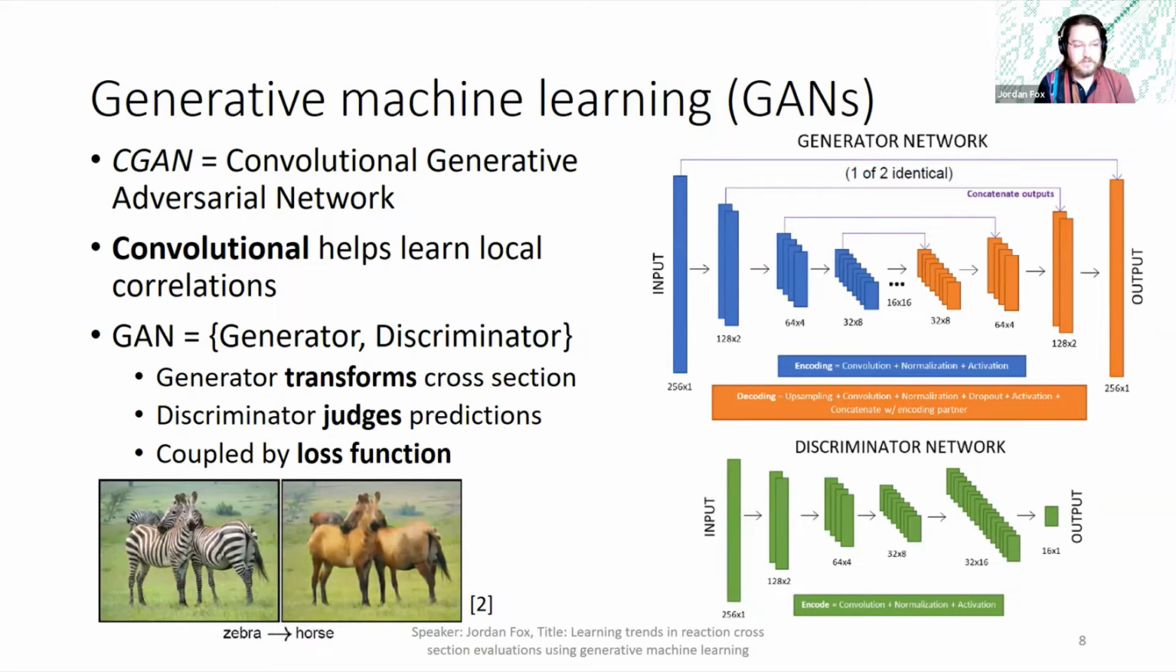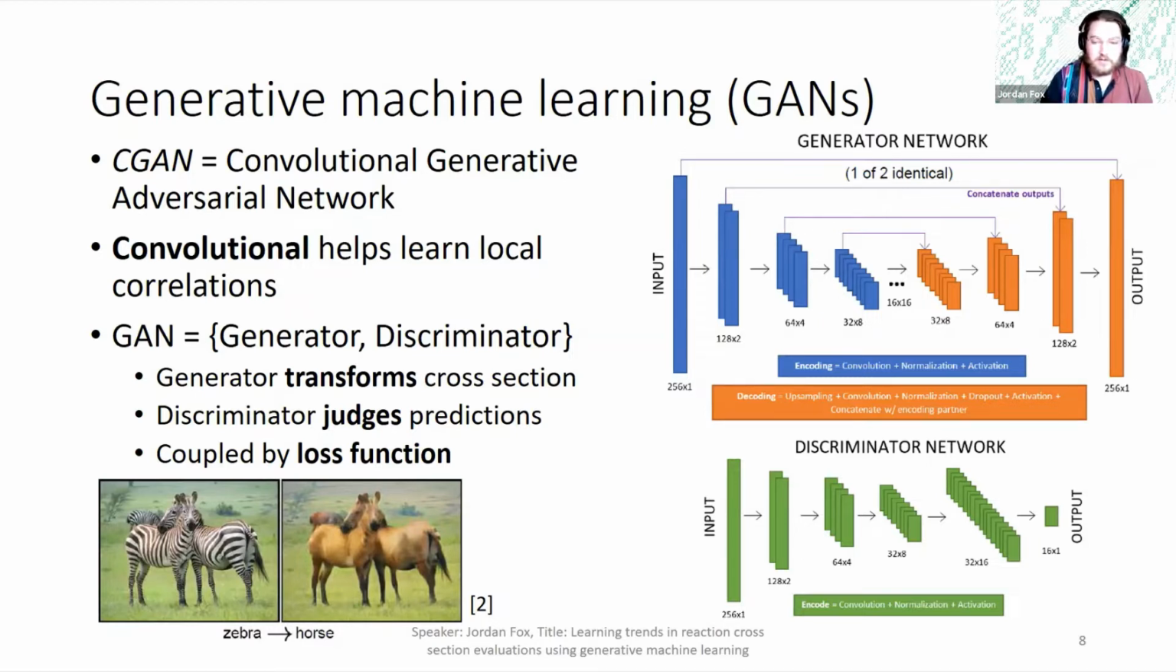Now the GAN, the generative adversarial network, is actually 2 networks together. There's a generator and a discriminator, both of which are shown schematically on the right. The generator is responsible for doing this transformation of a cross-section to another cross-section. This is what's going to take the place of those functions G and F that I described. The discriminator judges those predictions based on existing data that it's seen. It will classify those predictions as good or bad, and that's part of the adversarial nature of the model. These are both, of course, coupled by a loss function, which I'll describe later.